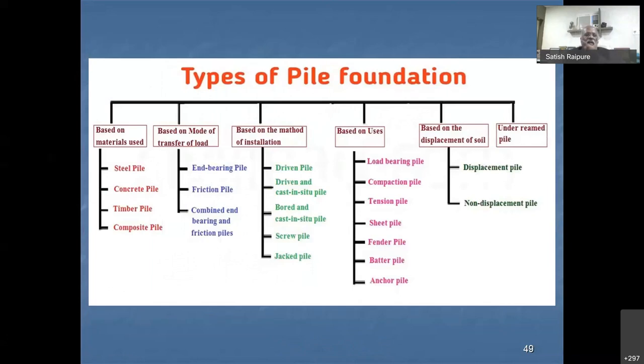There are n number of pile types. Based on the material used: steel pile, concrete pile, timber pile. Based on the transfer of load: end bearing, friction, or the combination of bearing and friction. Based on method of installation: driven pile, driven cast in situ, bored cast in situ, screw pile, jack pile. Based on use: load bearing piles, compaction pile, tension pile, sheet pile, fender pile, batter pile, anchor pile. Also displacement pile and non-displacement pile, and under-reamed pile, which we have just seen. In most cases, cast in situ piles are preferred over precast piles, because precast piles require more machinery to drive them into the soil, and utmost care must be taken that they go straight.